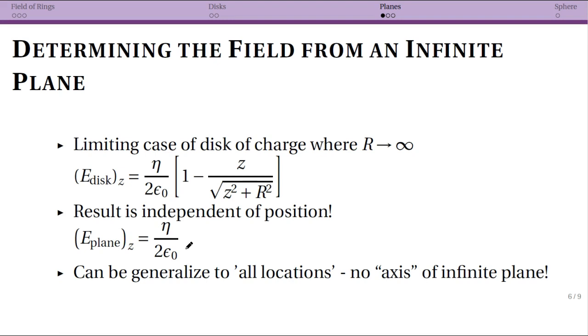So because there's no length scale, this also means that this is going to be true for all locations. Here, for the disk, we had to be on axis. We had to be in the center. Well, there's no axis of an infinite plane because there is no center, right? If it's infinitely wide, and I say, well, I'm in the center right now, there's an infinite length to the left of me and an infinite length to the right of me. I now walk 10 feet to the left. Well, there's still an infinite amount to the left of me and an infinite amount to the right of me. So there's no axis. This is true for all locations.